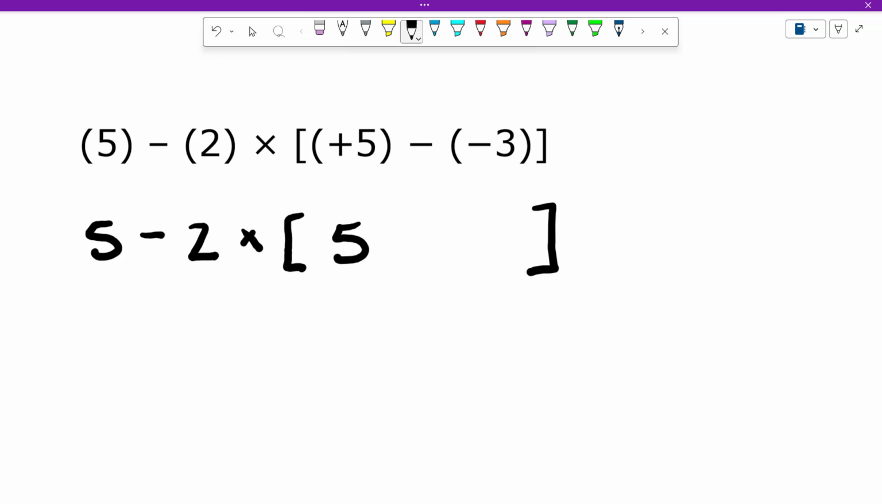How about here? Oh, we have a double sign here. We have a minus and a minus. We can clean that up. Yes? Addition 3. It makes an addition sign.